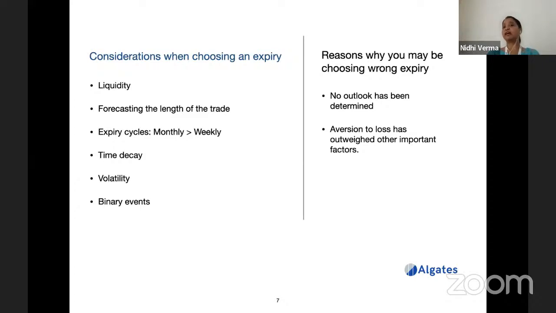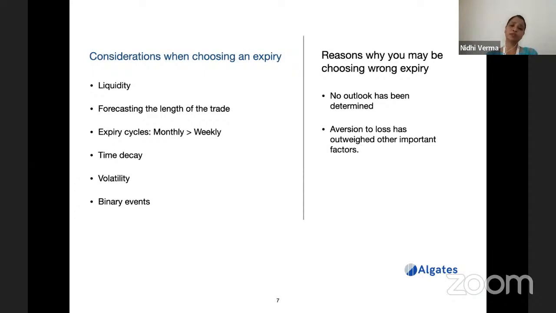Okay, so what are the reasons that people choose the wrong expiry? First is that they do not have any particular outlook. They are not sure what is going to happen in the market. And another thing is they don't want to take a loss, right? Their aversion to loss outweighs other factors.